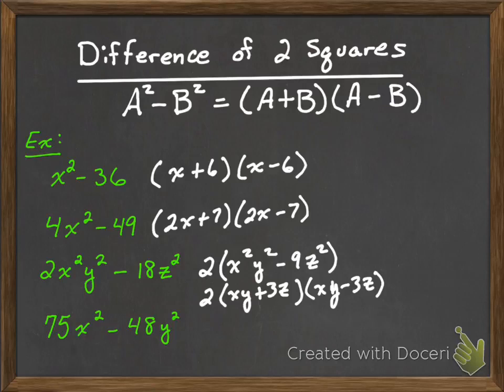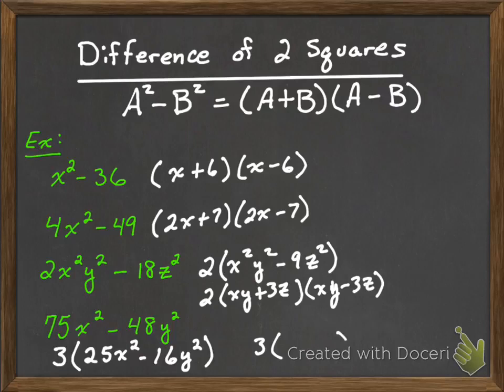Now the fourth problem here has a 3 in common, so when you factor a 3 out, the first term becomes 25x squared minus, and then the second term is going to be 16y squared. Now 25x squared minus 16y squared is a difference of two squares. So that is going to go down to 5x plus 4y and 5x minus 4y.